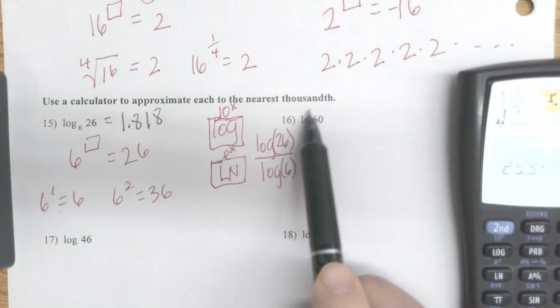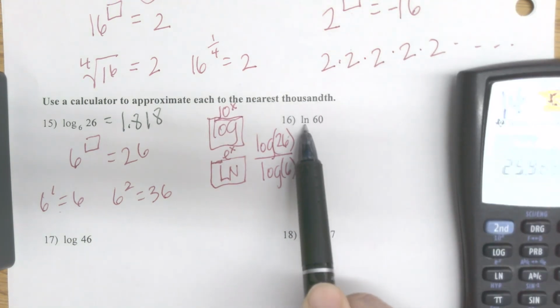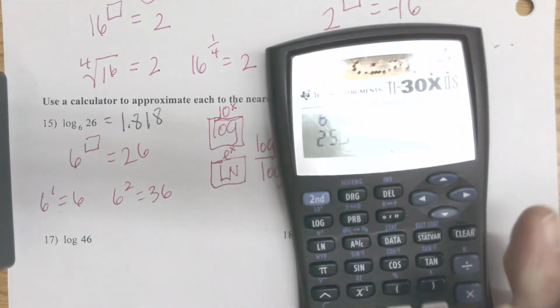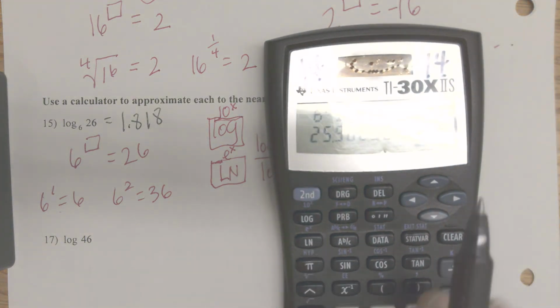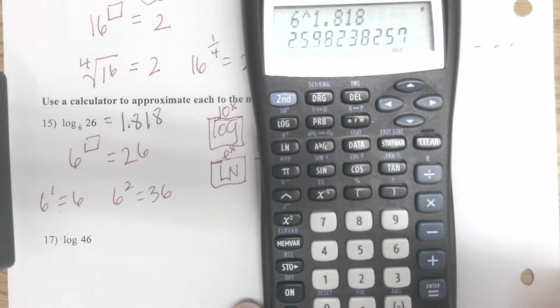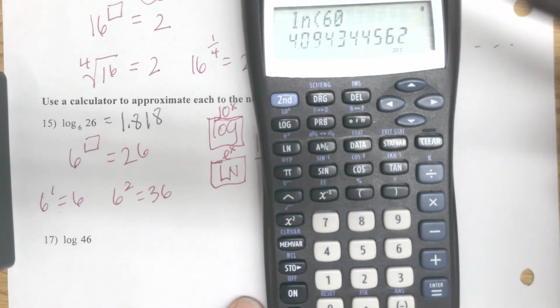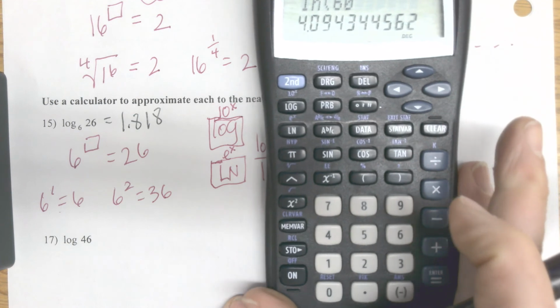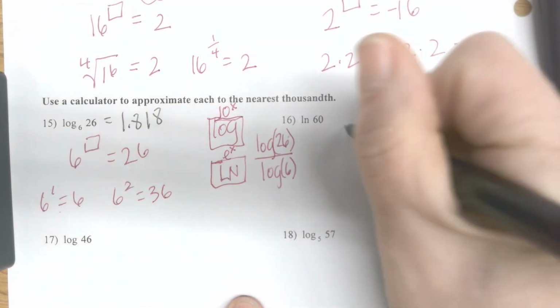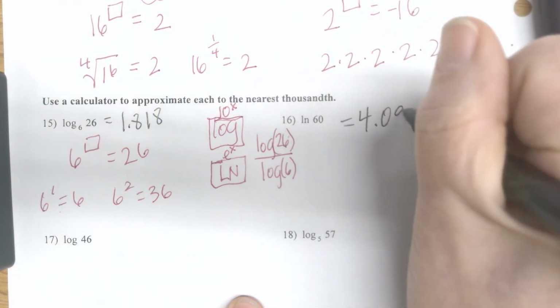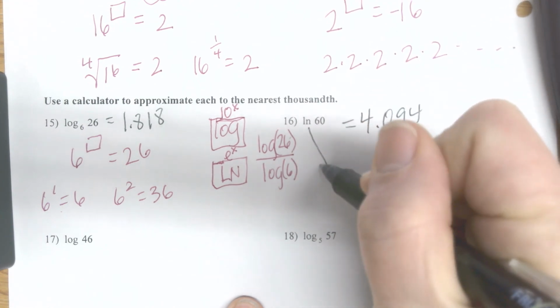If my log problem is ln, that stands for the natural log, it shows up as capital ln on my calculator, then I can just plug that in, ln 60, and it'll get my answer, 4.094. So this is equal to 4.094.